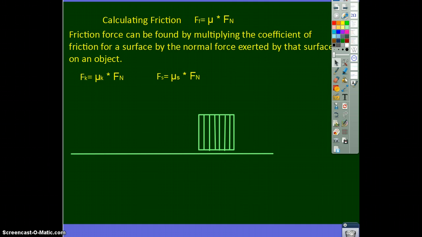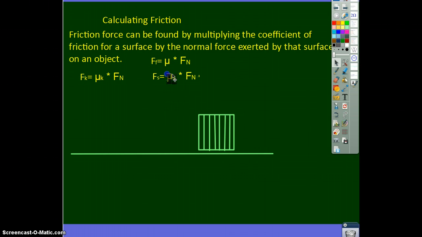Calculating friction. Friction force can be found by multiplying the coefficient of friction for a surface by the normal force exerted on that surface by an object. So, this formula right here, pay attention to this one first. The force of friction is equal to the coefficient of friction times normal force.